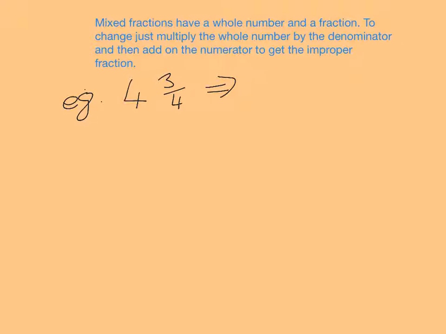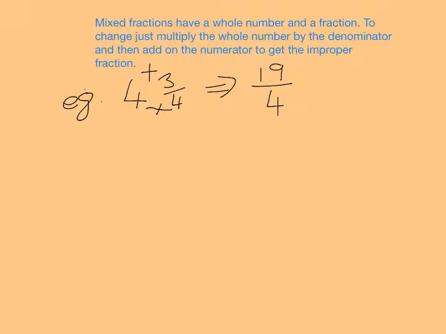So this is what is a mixed fraction. A mixed fraction has a whole number and a fraction. To change this to an improper fraction, you just multiply the whole number by the denominator, and then you add on the numerator. So for example, we do 4 by 4 here. So 4 by 4 is 16, and then add on 3 is 19. So you put 19 over 4.